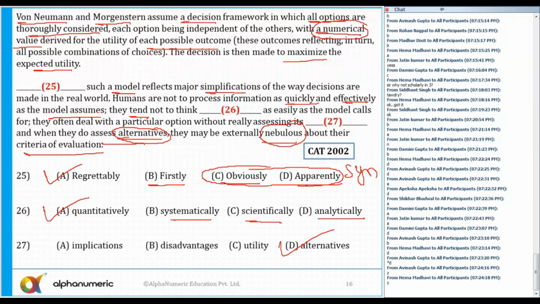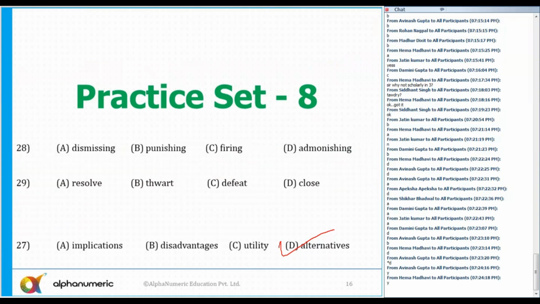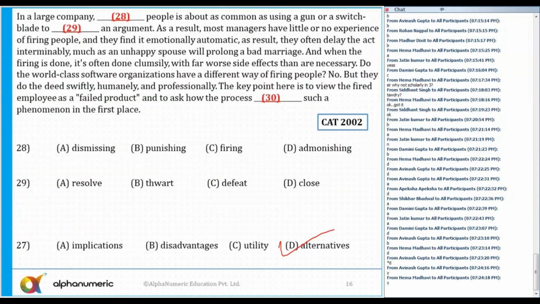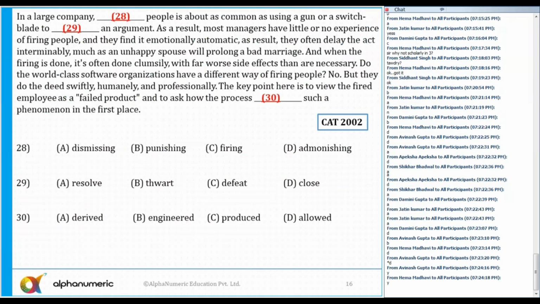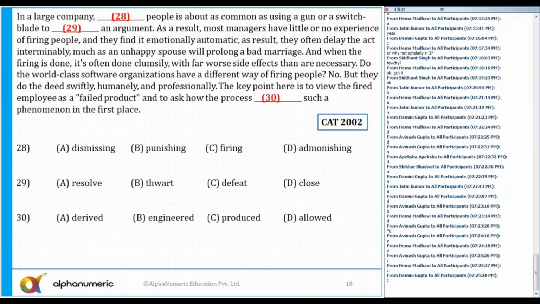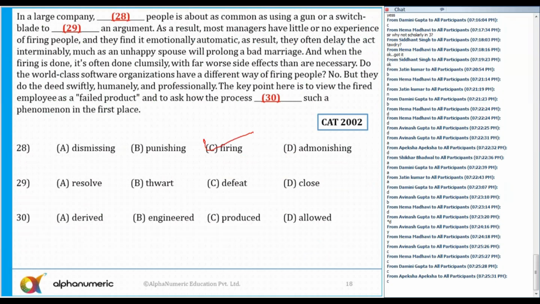Let's see. In a large company, dash people is about as common as using a gun or a switchblade to dash an argument. As a result, most managers have little or no experience of firing people. So if they have no experience of firing people, that means in the first blank you need firing. In a large company, firing people is about as common as using a gun or a switchblade to dash an argument. If you want to resolve an argument, you don't start firing people. That is not how large companies work.